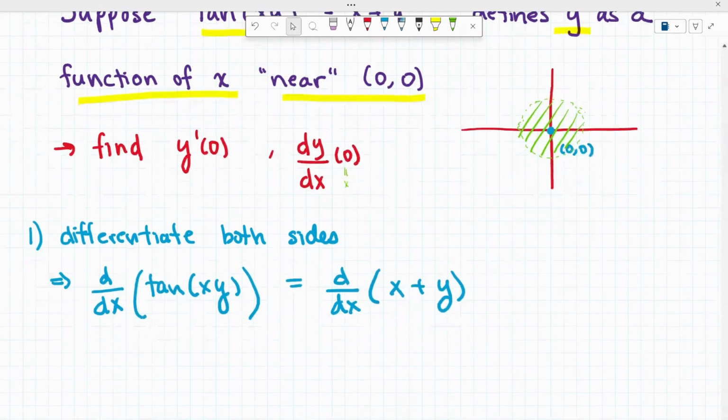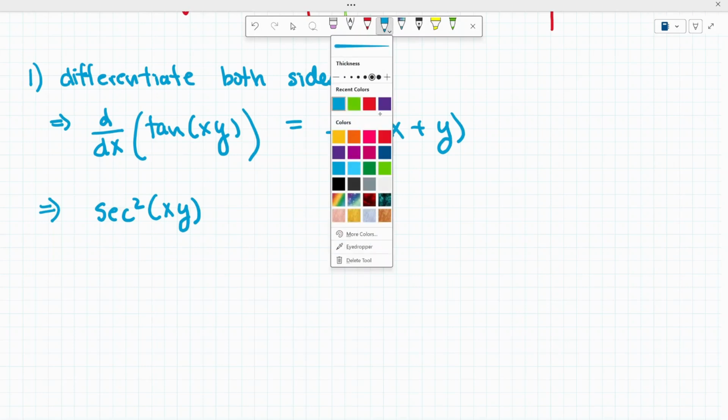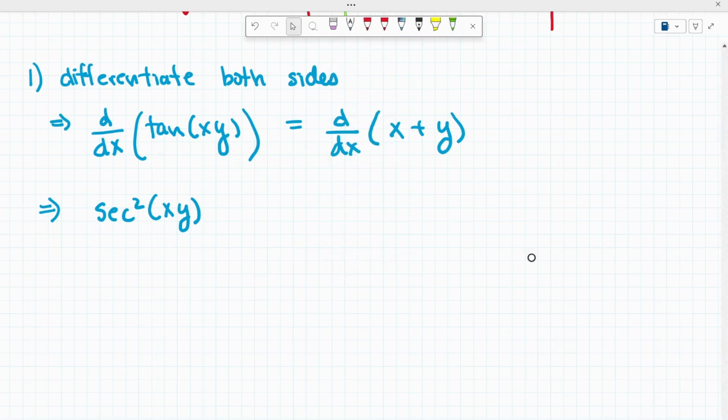Now let's go ahead and work on solving that. So the derivative of tan. If you've watched my trig derivative videos, we know that the derivative of tangent is secant squared. So we've got secant squared of xy, and now this is where our step 2 comes in. So we'll just sneak that in there, I guess.